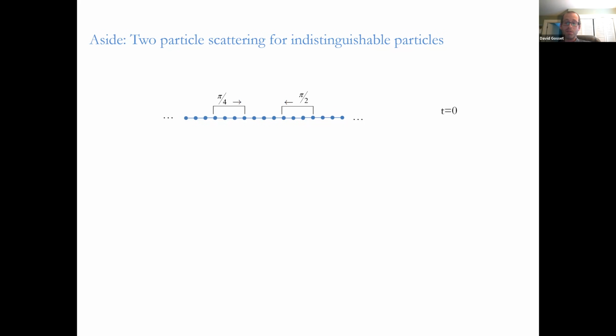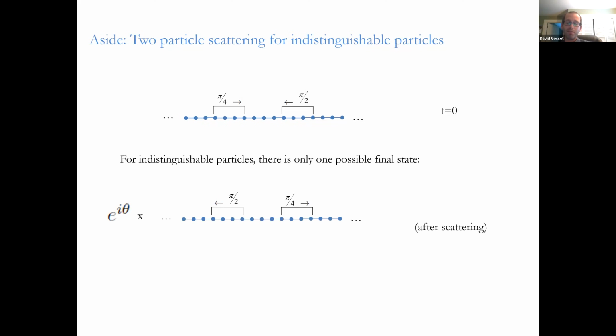And Ashwin, to your point earlier about conservation of momentum, if you were a physicist, you would say we have two conserved quantities here. One is energy and one is momentum. And because energy and momentum are conserved, there should only be one possible final state, which is a particle moving to the left with momentum pi/2 and a particle moving to the right with momentum pi/4 at late times. If these were distinguishable particles, they could reflect or they could transmit.